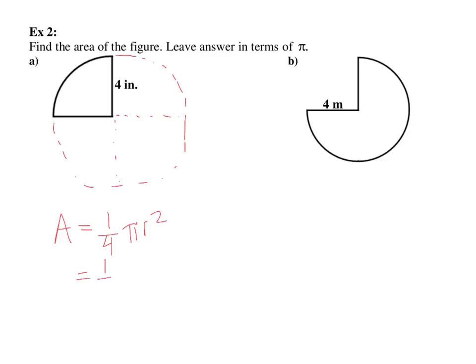So I have 1/4 pi r squared. The radius starts from the center and goes out, so in this case, it's 4. So I end up with 1/4 pi times 16, and then I have 4 pi. So the area is equal to 4 pi, and it's inches squared.